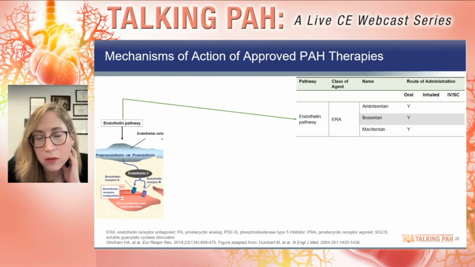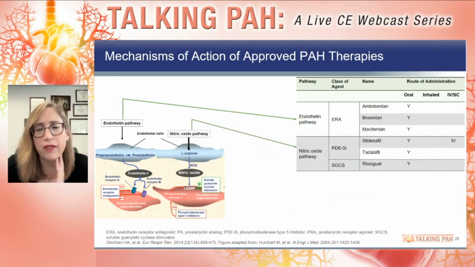So you have the endothelin pathway, we have ambrisentan and macitentan. In some parts of the world, they're still using bosentan. We tend not to use that due to liver toxicity, because that was unpredictable and dramatic, and we have two therapies that are currently approved since then.